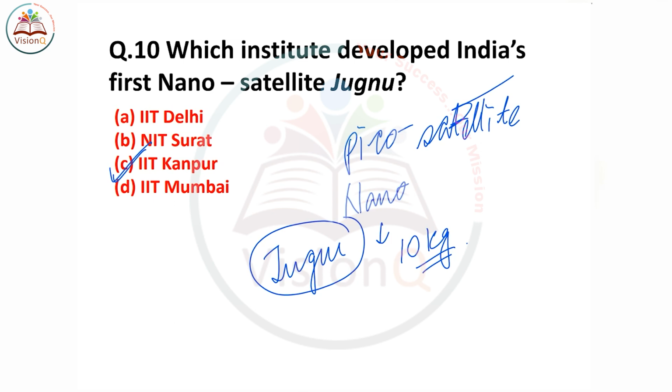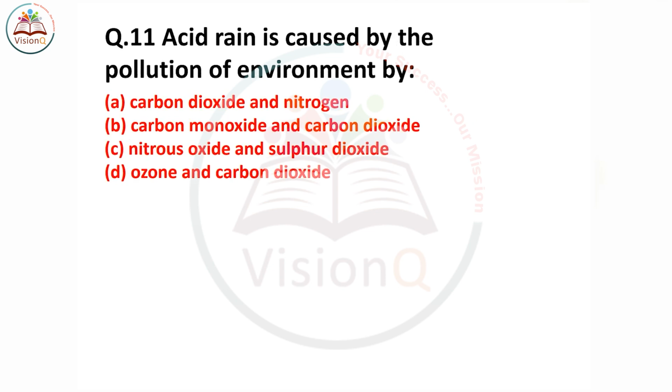Question number 11. Okay, very important question related to acid rain. Acid rain is caused by the pollution of environment by which 2 gases? Now acid rain is caused by some greenhouse gases, obviously. Now these gases, it is because of 2 gases. First is the nitrous oxide, symbolically known as N2O. Basically acid rain is caused by nitrogen oxides.